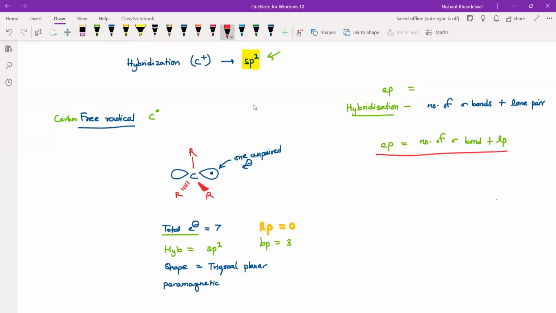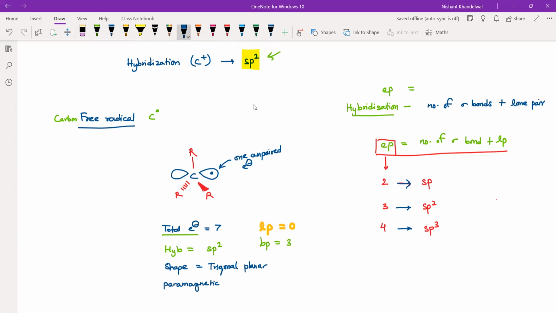So how does it work? If the electron pair value comes to be 2, the compound is sp. If it comes 3, it is sp2. If it comes 4, it is sp3. So this is the trick, and you need to remember this. Not every time you have to draw all the structure and do all the nonsense.